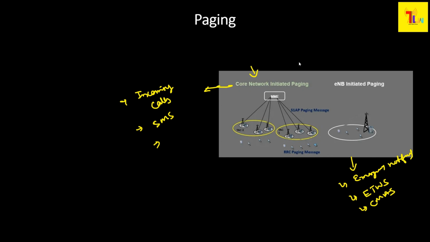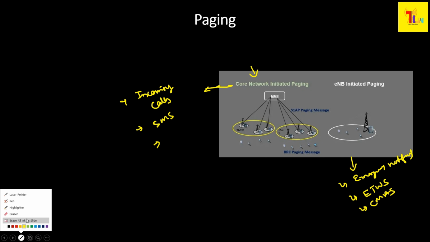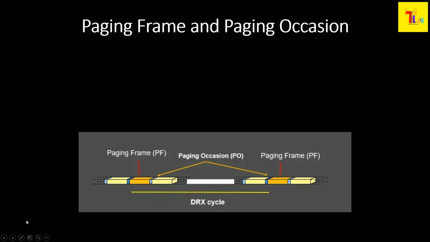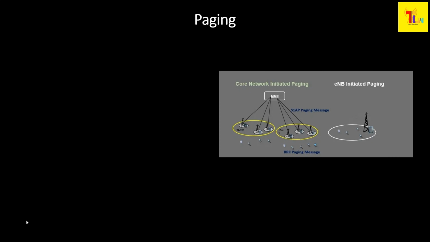Okay, so these are the two ways where exactly the paging gets initiated. Now we are going to get much more detail about how paging is going to take place, first point. And what exactly you understand by the paging cycle. And then we are going to come to this topic, paging frame and paging occasion. So let's first go with these points.